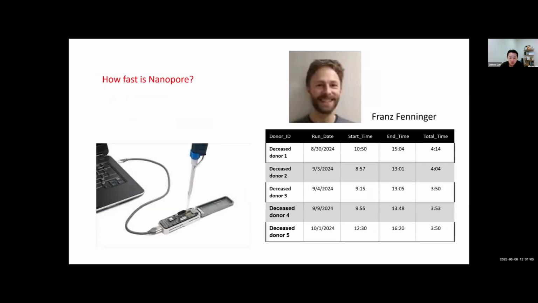Then I wanted to understand in real time, if we did the testing in parallel, how fast is it going to take us to sequence the donor? So Franz is a scientist and director in our lab who sequenced, as you can see, 5 different disease donors. The moment they came to us, we split the DNA into the usual routine workflow and then the high resolution nanopore workflow. And he was able to get from beginning to the end in less than 4 hours.